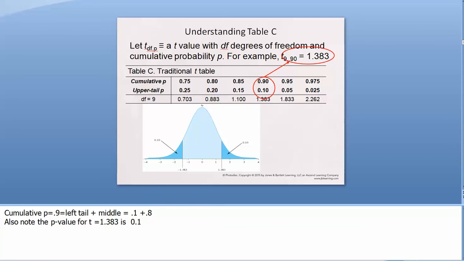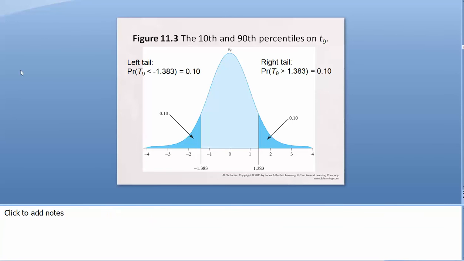Okay, so let's go to the next slide. Here's what they have shown in a larger picture. If you have 1.383, the upper tail was 0.1. Actually, this is the p-value corresponding to a t of 1.383. And of course, you can again say that this is the 90th percentile, meaning this portion is 0.9. If you have degrees of freedom to be 9, it is 1.383.